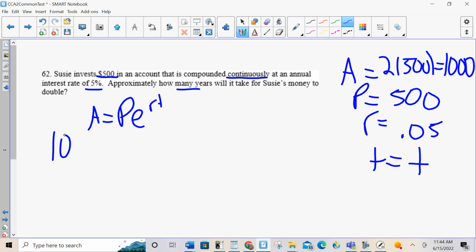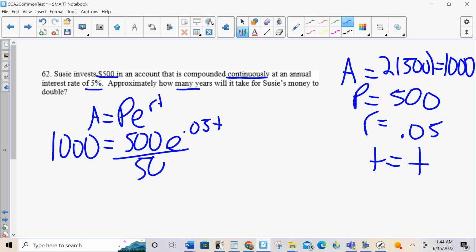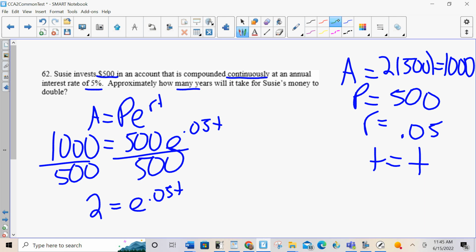So I replace my values. 1,000 equals 500 e to the 0.05t. And now I need to solve the equation. Isolate is my first step in any exponential equation. And now, since this is a variable exponential equation, I do the log of both sides. We could do log of both sides. We could do ln of both sides. I'm just going to do log of both sides. I feel like for my students, it's less confusing.